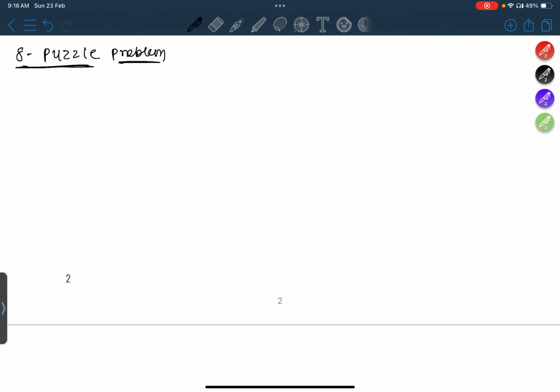Okay, so what's the eight puzzle problem? You are given this 3 cross 3 square in which there are 9 cells, and each cell has a number: 1 2 3 4 8 7 6 5. So let's suppose this is your initial state.